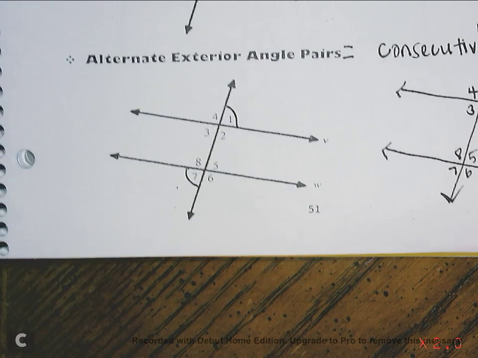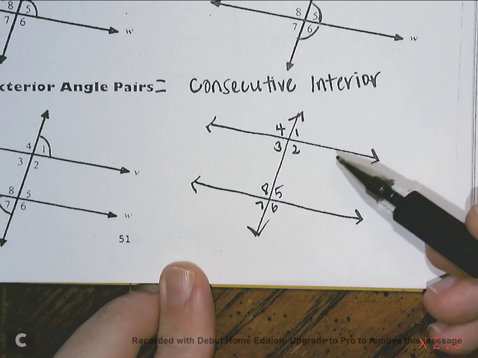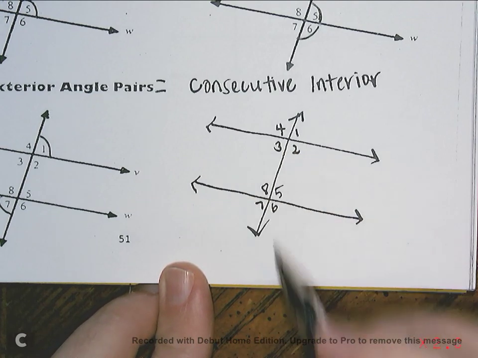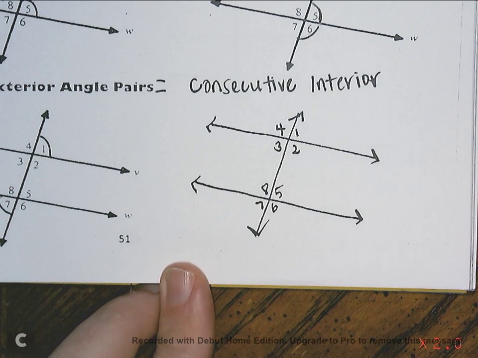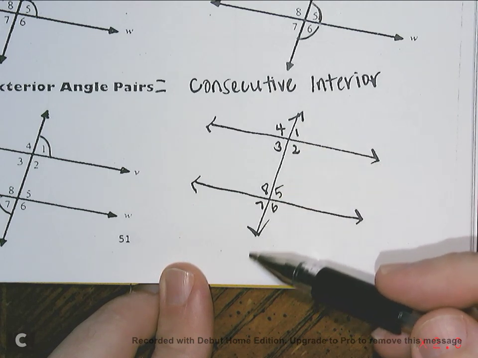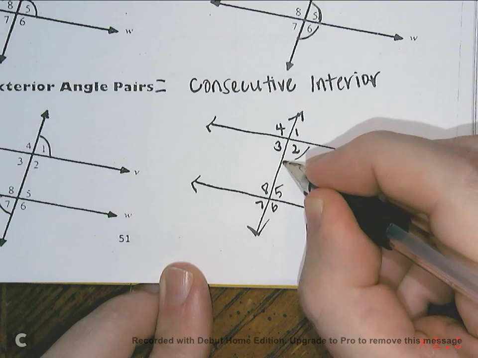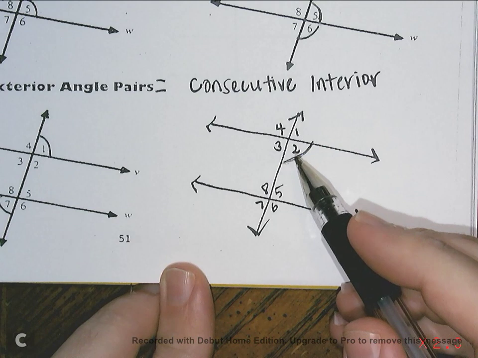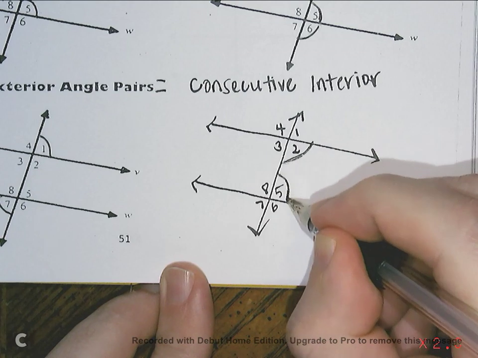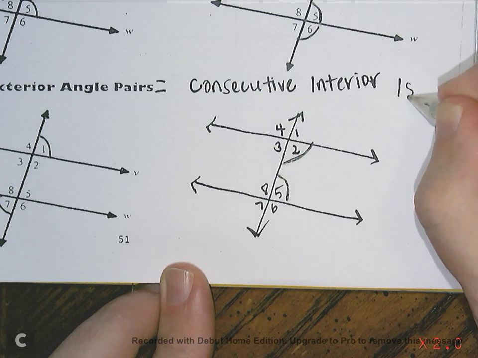Okay? And the last one you talk about is consecutive interior. Okay, so we already discussed how the interior angles are these that are inside the parallel lines. So to be consecutive interior, they just need to be on the same side of the transversal. So same side of my line that's going through my parallel lines. Okay? So for example, if I'm talking about angle 2 here, the other angle that's on the same side would be 5. Okay? That would be the consecutive interior angle. So 2 and 5 are consecutive interior angles. And these add up to 180 degrees.